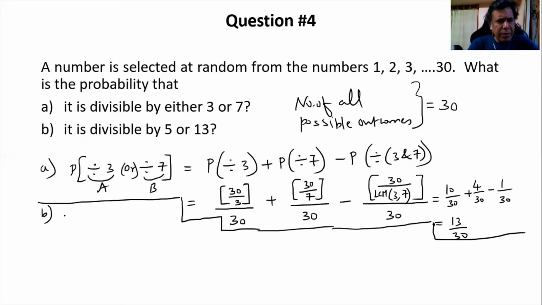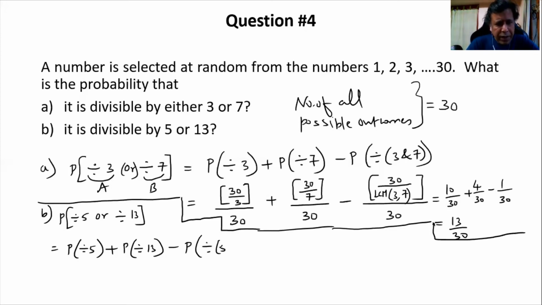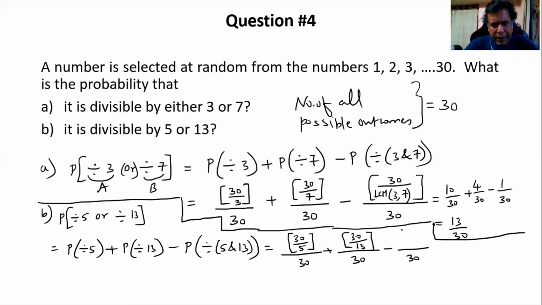In the same way, let us do the second part: the probability of a number divisible by 5 or divisible by 13. That should be the probability of a number divisible by 5 plus the probability of a number divisible by 13 minus the probability of a number divisible by both 5 and 13. The denominator is 30 again. The numerator will be the integer value of 30 by 5 plus the integer value of 30 by 13 minus the integer value of 30 divided by the LCM of 5 and 13. The LCM of 5 and 13 will be 65.